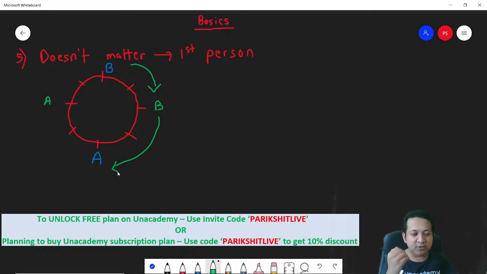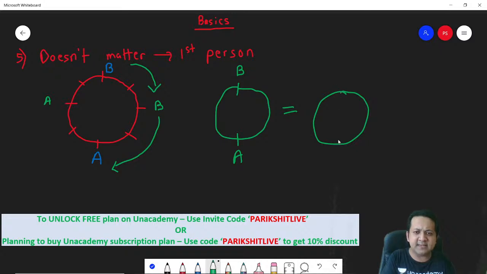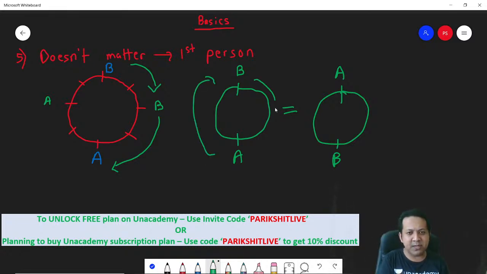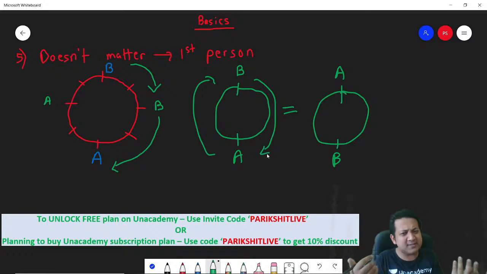So when you need to put something around a circle, don't think ten times about where to put the first person. Put it anywhere. Think about these two arrangements: A is out here, B is out here, and B is out here, A is out here. They are equal. Why? It is just one circle. The moment you rotate the circle like a steering wheel, this A will go up and this B will come down. So it's one and the same thing. Where you put the first person across a circle absolutely doesn't matter.